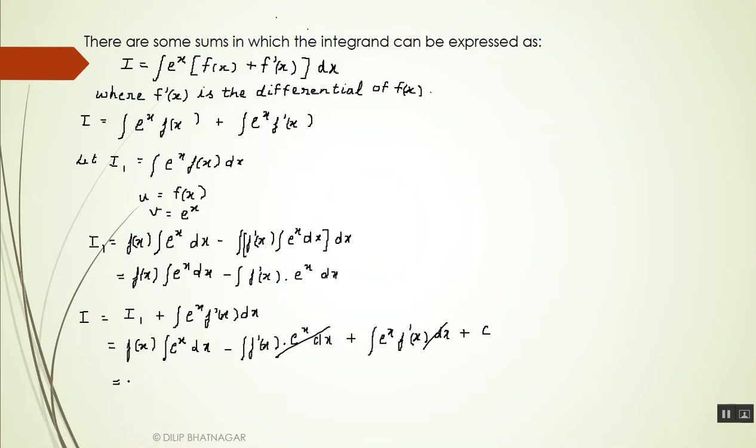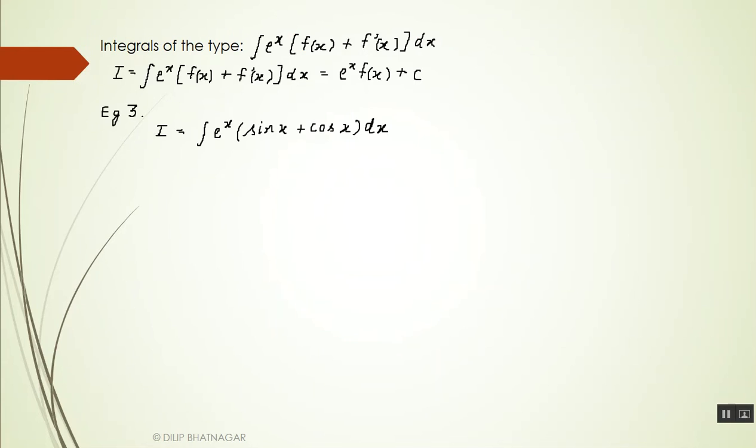So this will be equal to f of x integral e to the power of x dx, that is equal to f of x into e to the power of x plus c. Therefore, whenever you get an integrand in the form of the integral of e to the power of x (f of x plus f dash x) dx, that will be equal to f of x dot e to the power of x plus c. Now let us solve some problems using this method.